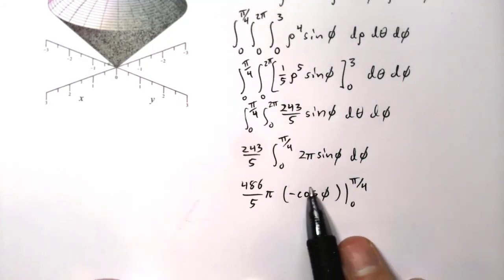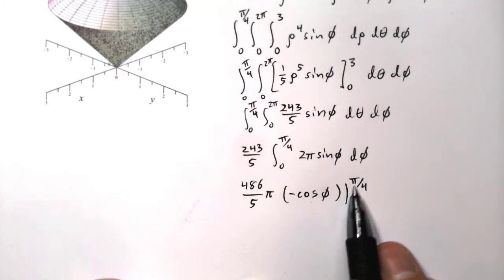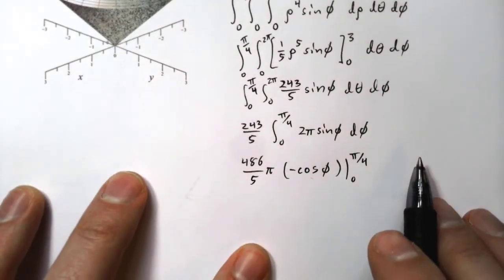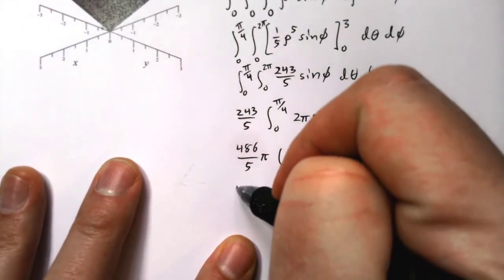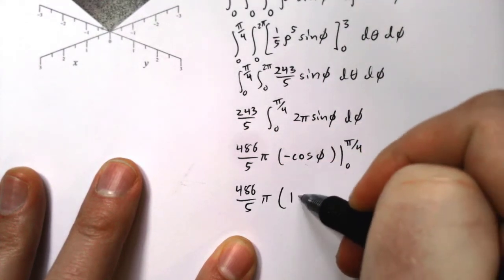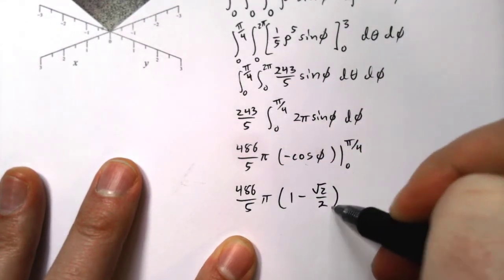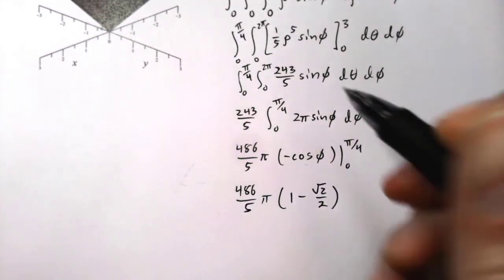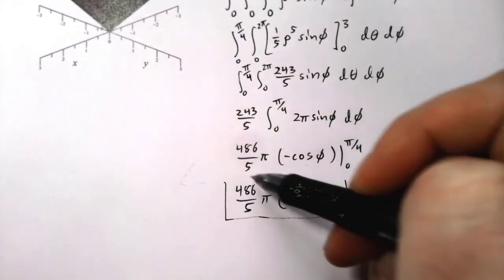Well, cosine of pi over 4 is root 2 over 2. Cosine of 0 is 1. So I've got negative root 2 over 2 minus negative 1. So that's 1 minus root 2 over 2. Okay, so that's all that is. 1 minus root 2 over 2. All right, and that is our final answer. This is the exact form.